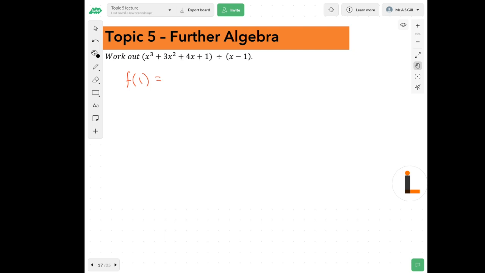If we get f of 1, we get 1 plus 3 plus 4 plus 1, which is 9. So we know we get a remainder. We know this doesn't factorize fully. And this is really useful because what it tells us is we can't use the comparing coefficients method that we previously did. We would have to do algebraic long division to work this out.